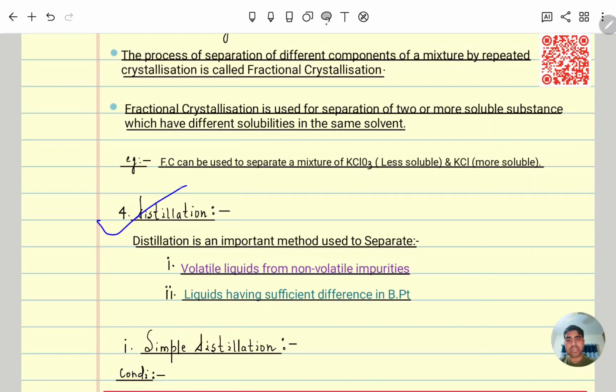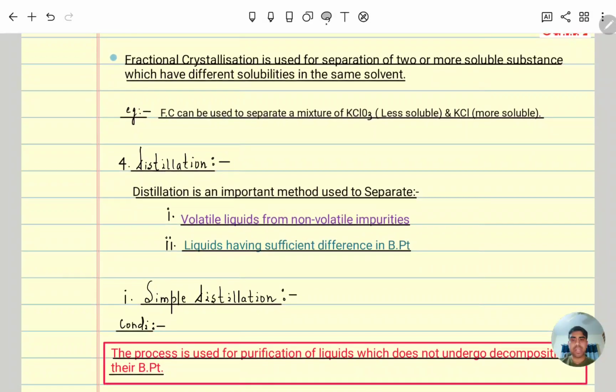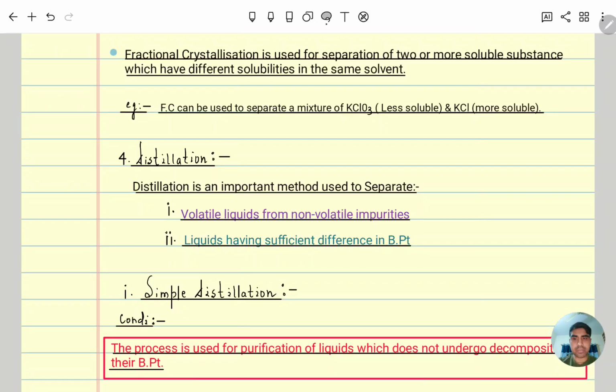Now coming to distillation. Distillation has mainly three types. The first one is simple distillation, then fractional distillation, and the third one is distillation under reduced pressure. Distillation is an important method to segregate a volatile liquid, meaning a liquid that directly changes from liquid to gas at a certain temperature, from non-volatile impurities, and liquids having a sufficient difference of boiling point.